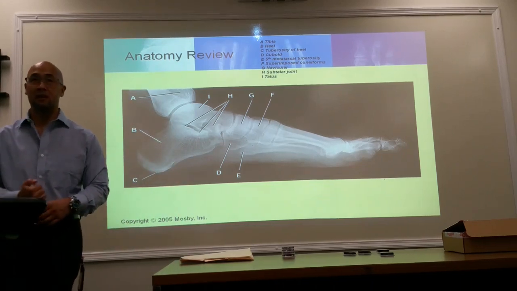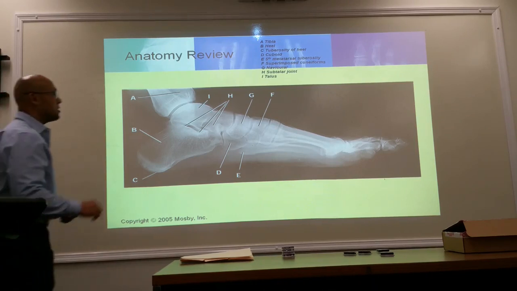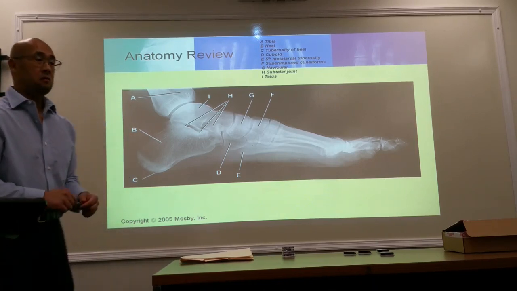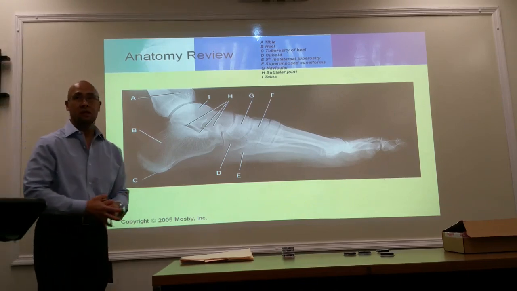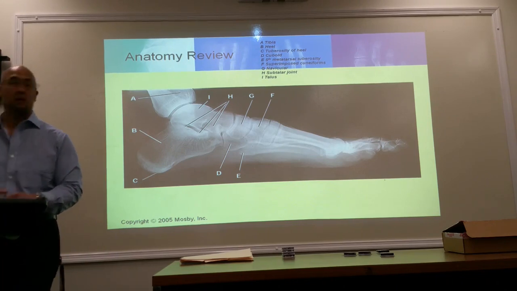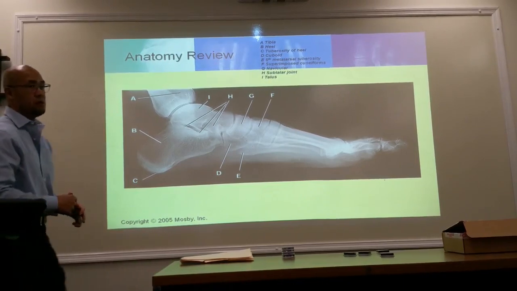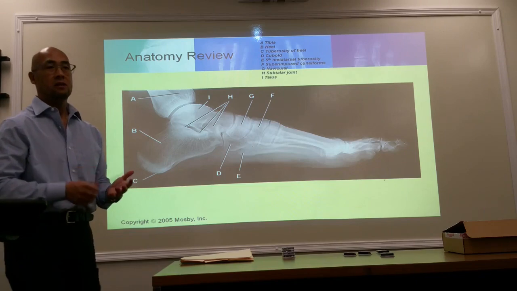Tuberosity of the fifth metatarsal. Most common area for foot fractures. Most common area for foot fractures is that tuberosity. Most common site for fracture, foot fracture.